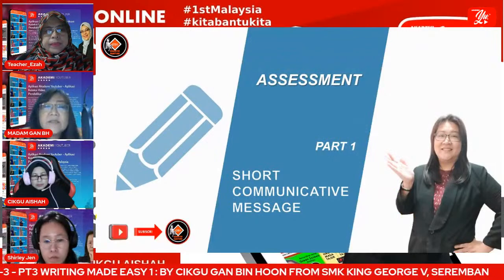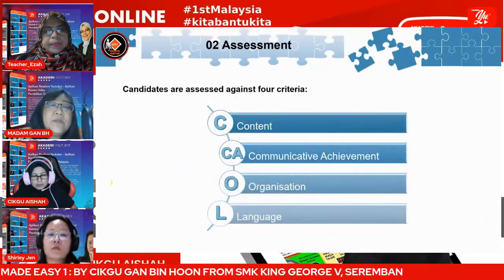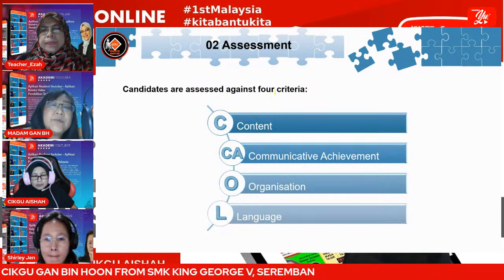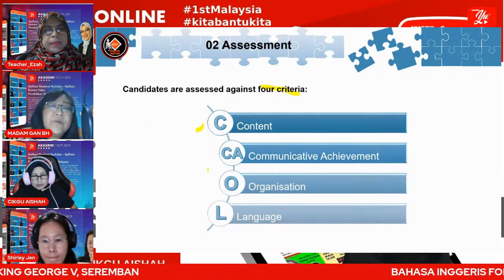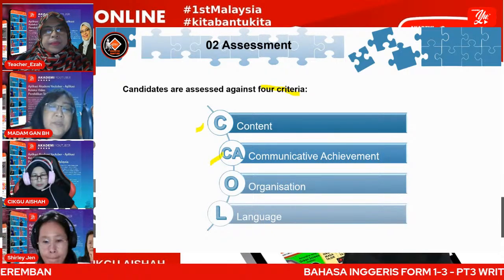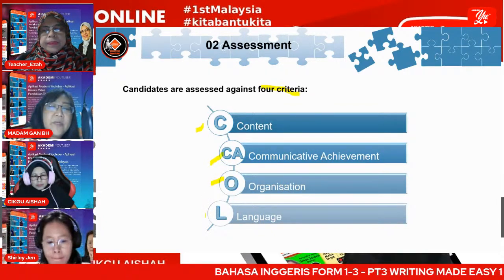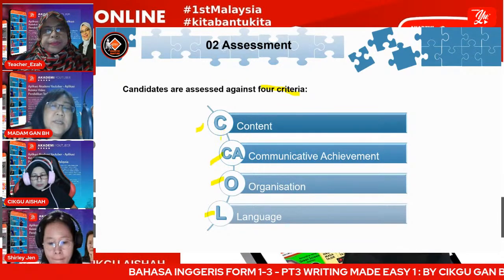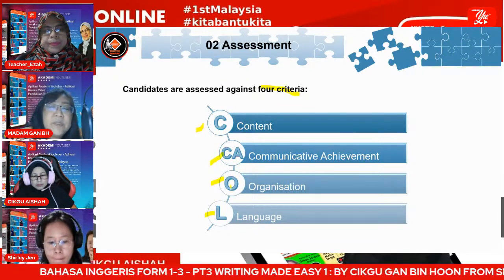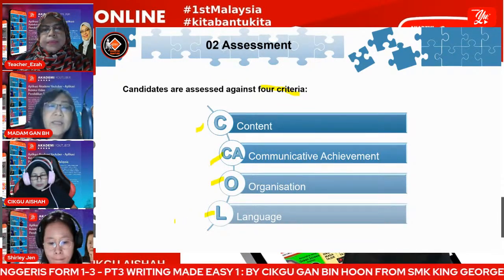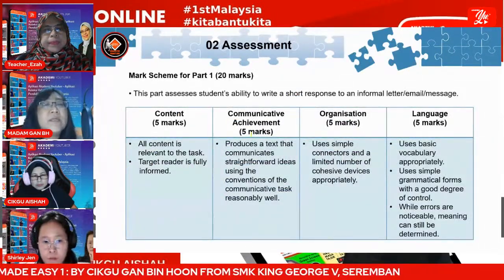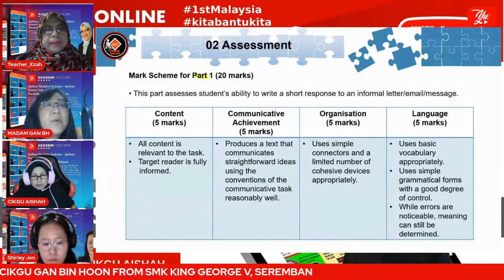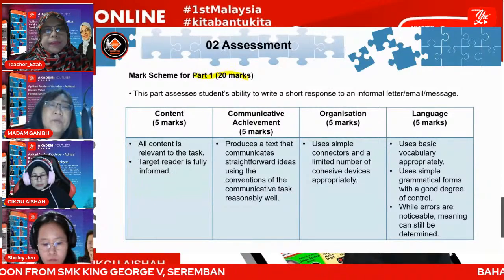Okay, let's look at the assessment. Assessment, you are assessed on 4 criteria. So you have content, you have communicative achievement, you have organization, and you have language. So C, content, CA, communicative achievement, O, organization, and L is language. Okay, so let's look at part 1. So there are different assessments for part 1 and also part 2.